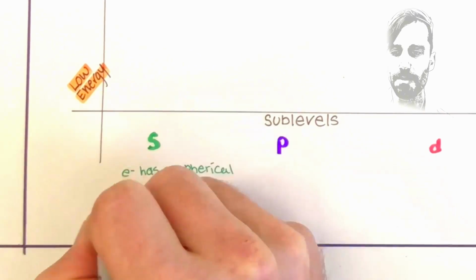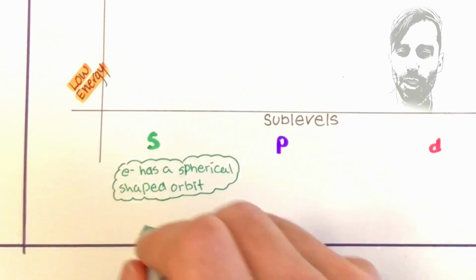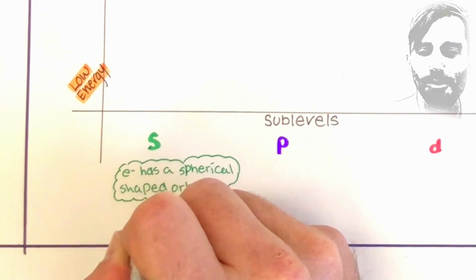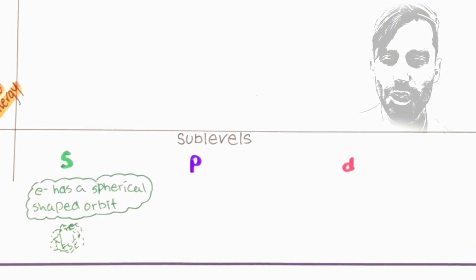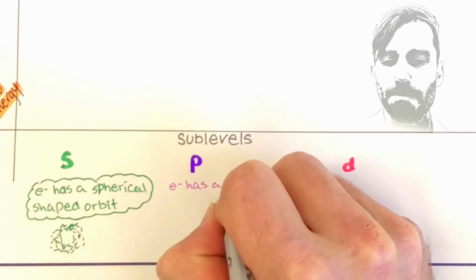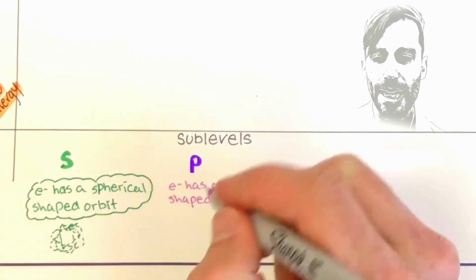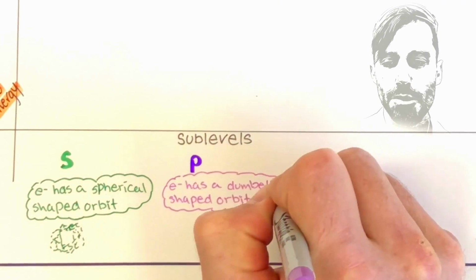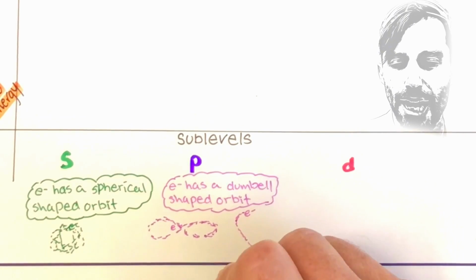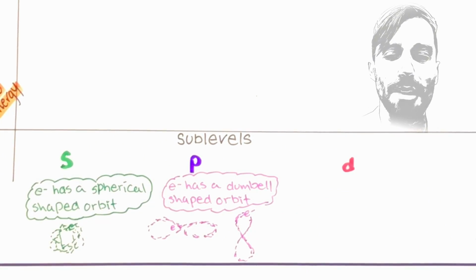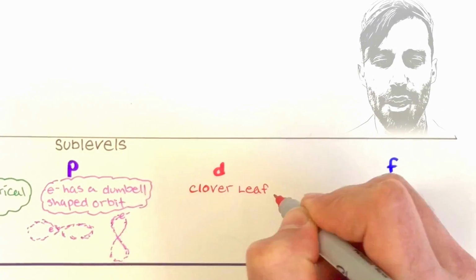The S sublevel has a spherical shaped orbital. So the electrons kind of make a spherical path when they're in the S sublevel. P has these dumbbell-shaped orbitals, and there are 3 P orbitals, which we'll see in just a moment. They're either going in the X or the Y or the Z direction, coming out towards us. And then the D, that's the cloverleaf.